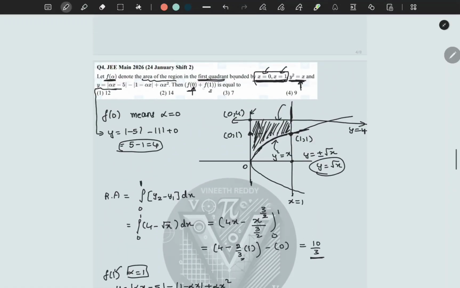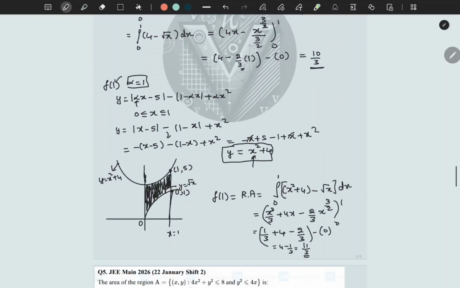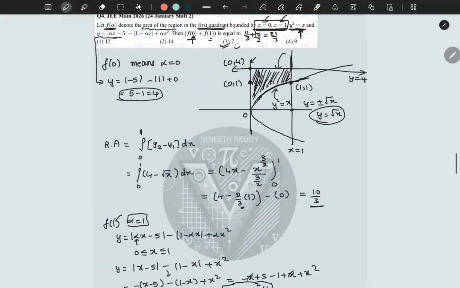So what is he asking? f of 0 plus f of 1 should be 11 by 3 plus 10 by 3, which is 21 by 3. I think it should be 7, and we have 7 as the third option. Indeed, this is the answer, right? Now let us go to the next question. I hope you understood this.